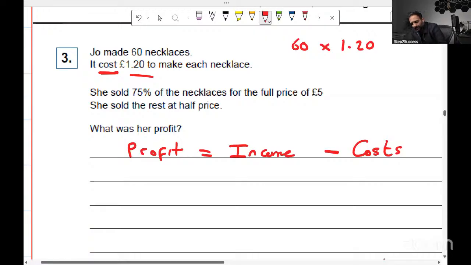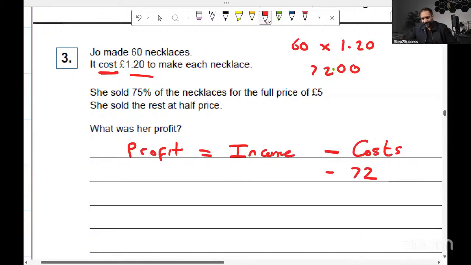Yeah, it is. So if I were going to do this without a calculator, a few ways to do this. You could just ignore the decimal points and basically do 120 times 6, which is 7,200. Because 12 times 6 is 72, and then put the two zeros on, and then put the decimal point back, and you get £72. So it costs £72 to make these necklaces. So if we just go to here, I'm going to take away £72 from any income that I have.